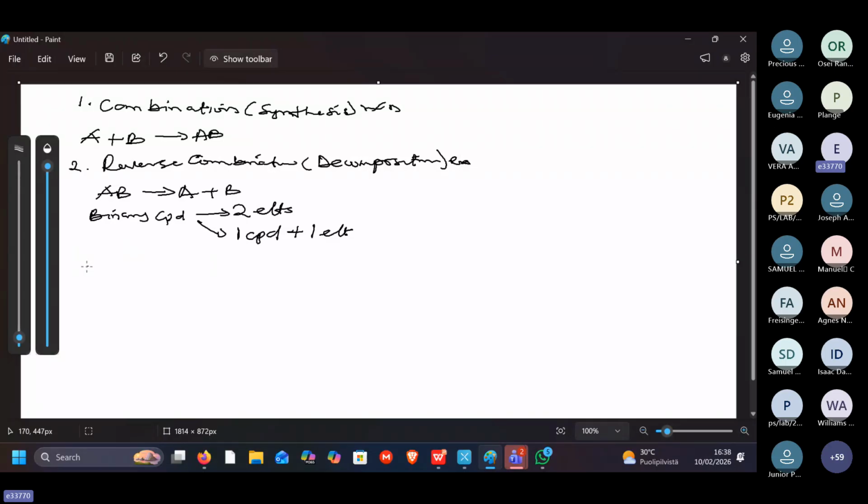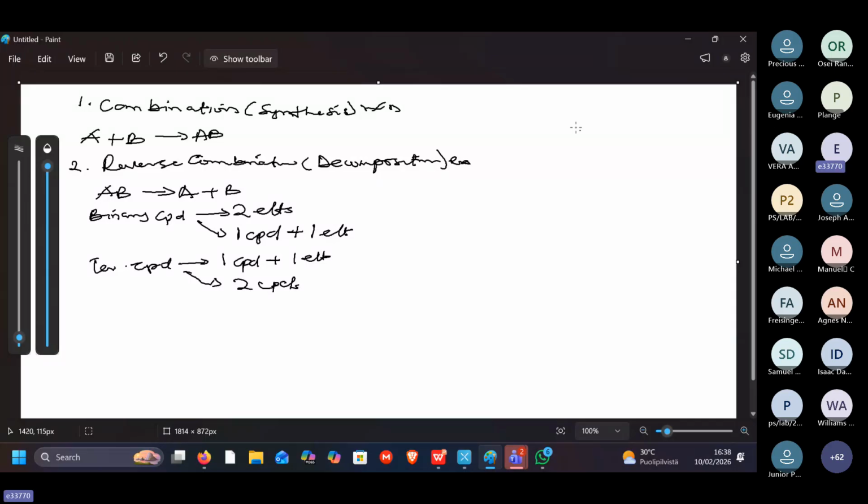But if it is a polyatomic or what we call a tertiary kind of compound, then we are looking at having just one compound and then one element produced after that decomposition, or we can have two compounds being produced at the end.